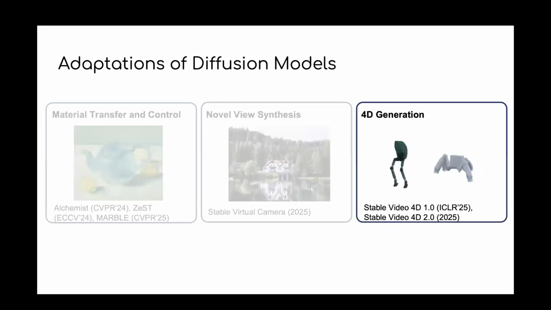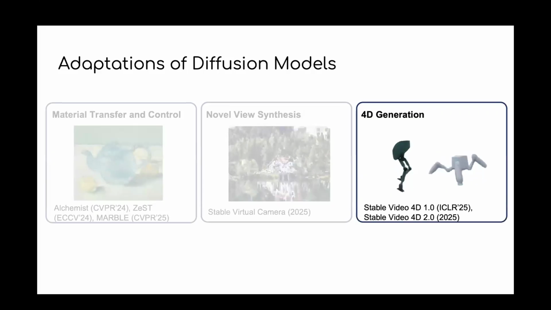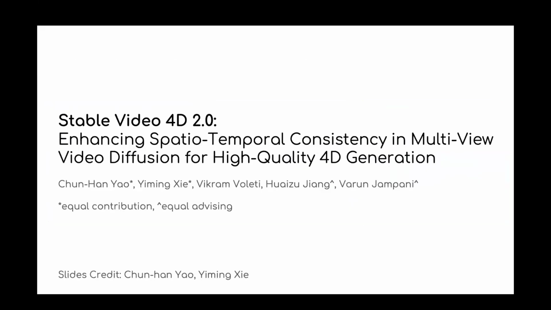In the last part of the talk, I will briefly show our work on 4D generation, where we have a couple of works, Stable Video 4D 1.0 and 2.0. Especially, I will talk about this work, Stable Video 4D 2.0, where we enhance spatiotemporal consistency in multi-view diffusion models for high quality 4D generation.